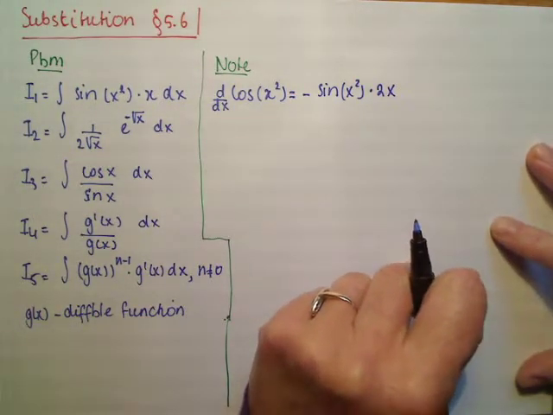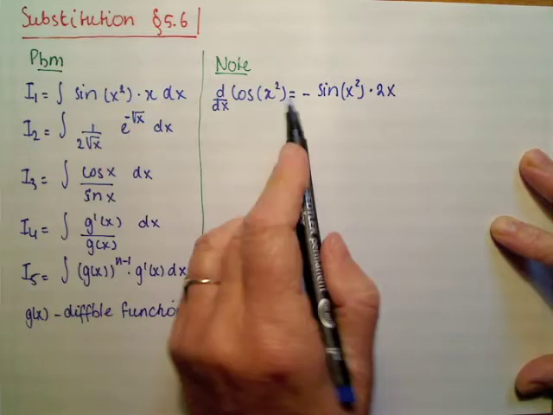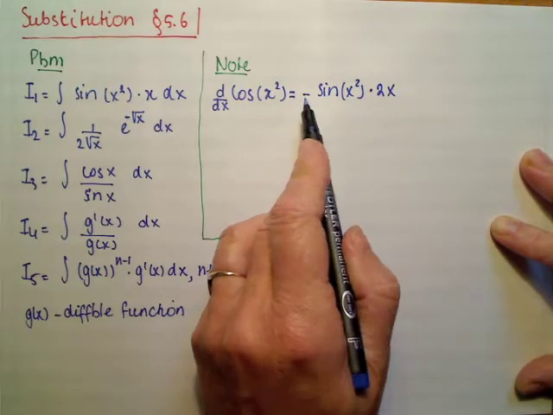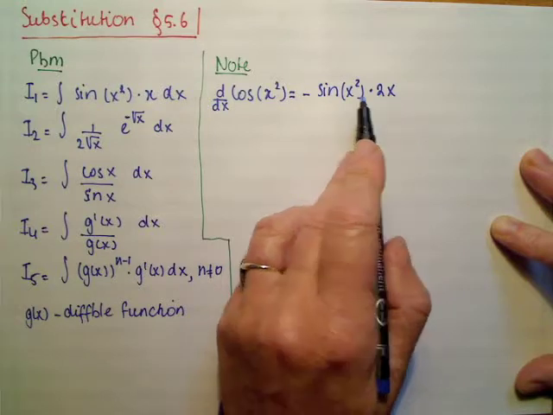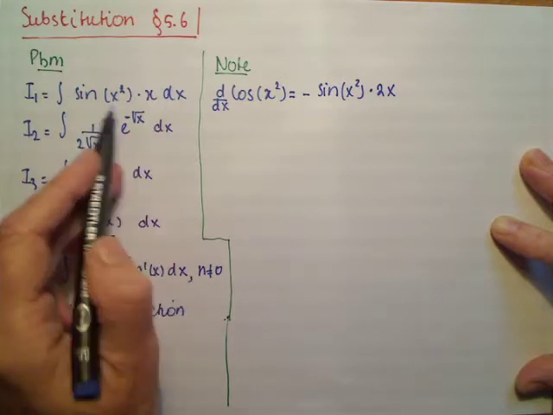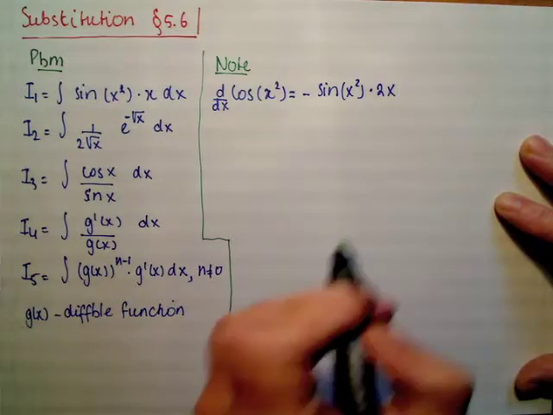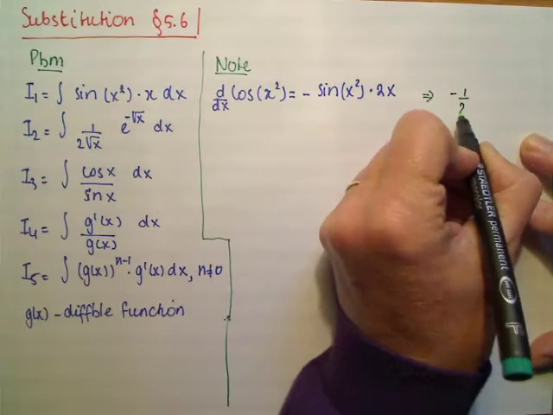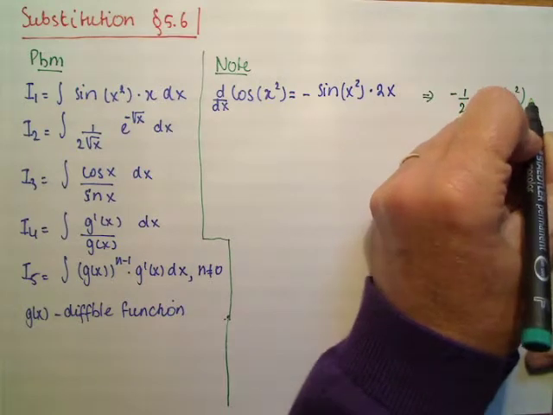So this means that if we want to know the primitive of this function, it is related to cosine of x squared. Since minus sine of x squared multiplied by 2x differs a factor minus 2 from the function that we wish to integrate, we have to compensate for this extra factor minus 2 by dividing it out, and so we get minus one half cosine x squared.